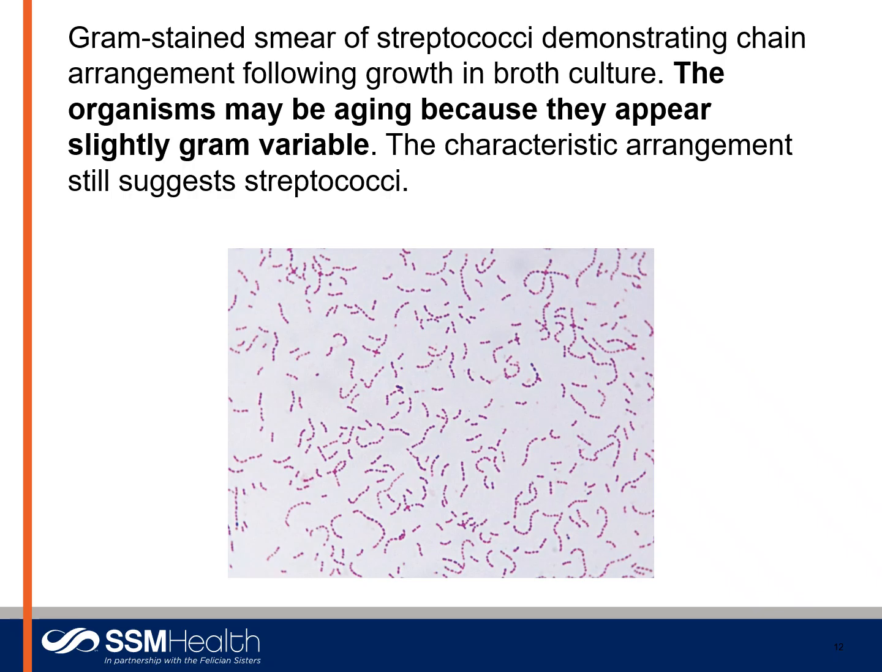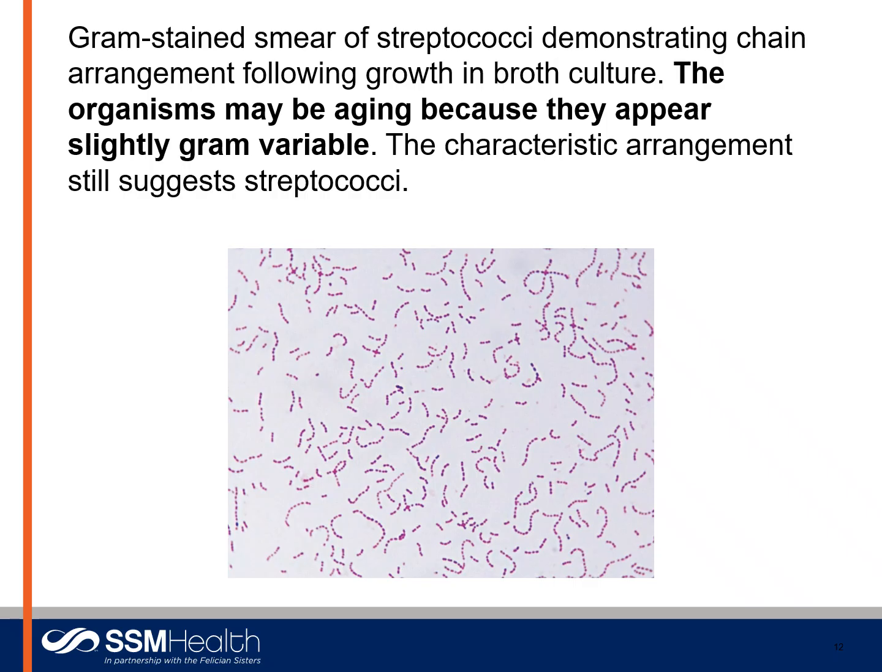This is an example of a gram-stained smear. This is Streptococcus, so you can actually see those nice chaining organisms. Some of them are shorter, but many long chains. And this is following the growth in a broth culture.